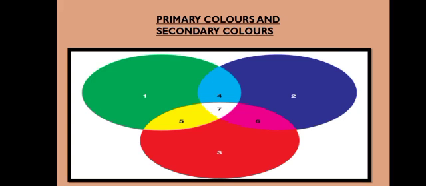Combining any two of the primary colors produces three more colors. Like when we combine green and blue, what will form? Cyan color. Yes, green and red combine together to form yellow, whereas red and blue combine together to form magenta. These colors are called secondary colors because they are formed with the combinations of primary colors.